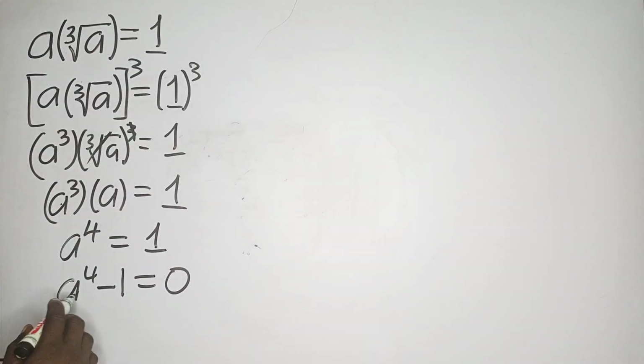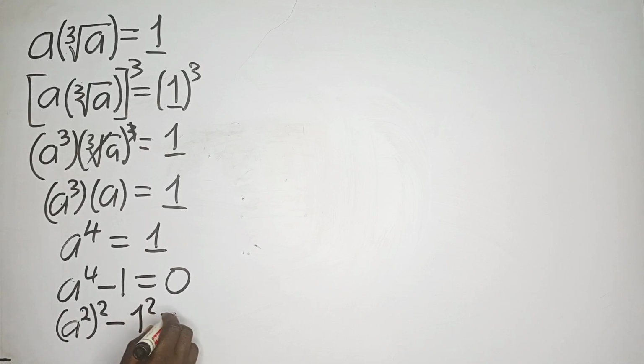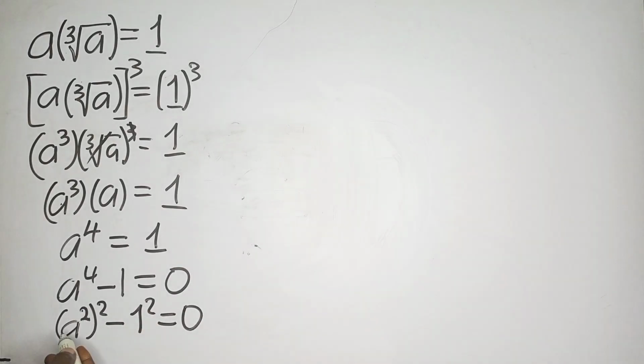Looking at the left hand side, we have a to the power 4 minus 1. This is actually a difference of 2 squares. If we have been working, we will know that a to the power 4 can also be written as a squared, all squared. 1 can be written as 1 squared. So that we see clearly a difference of 2 squares.